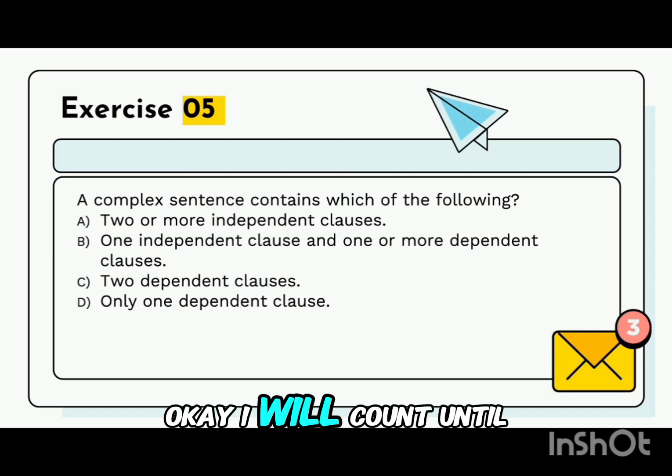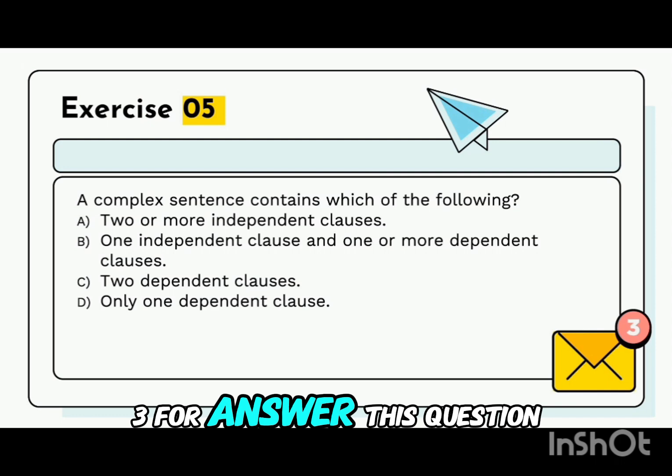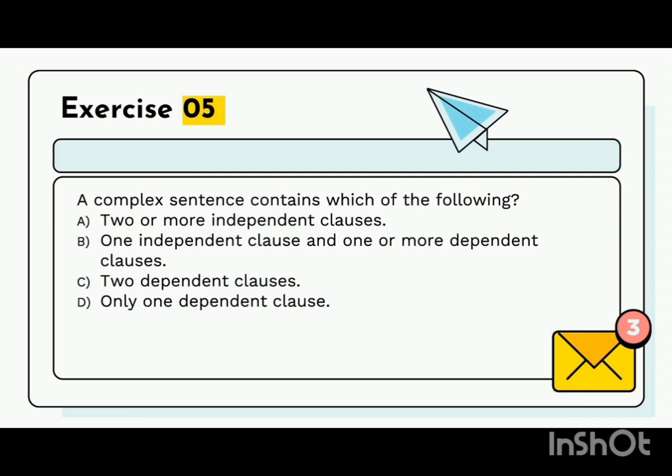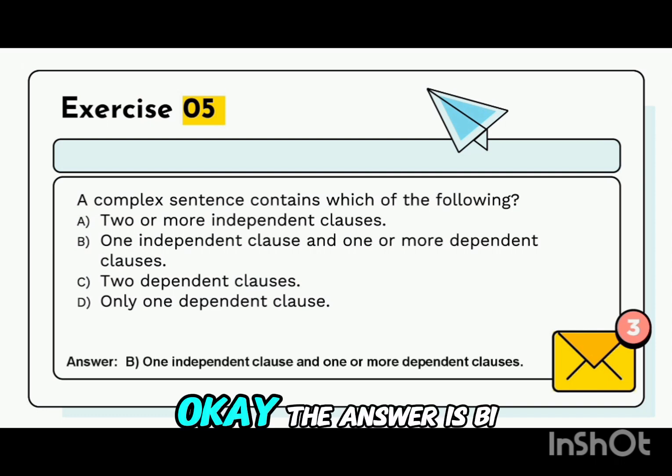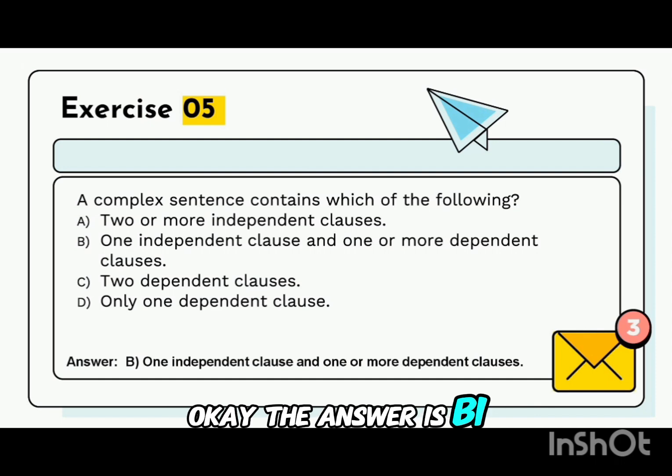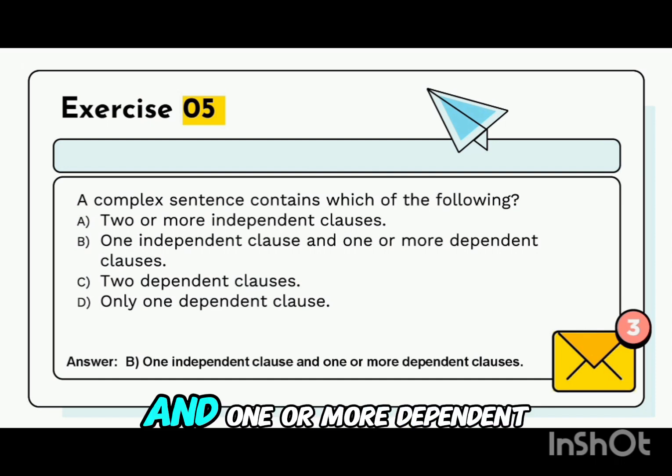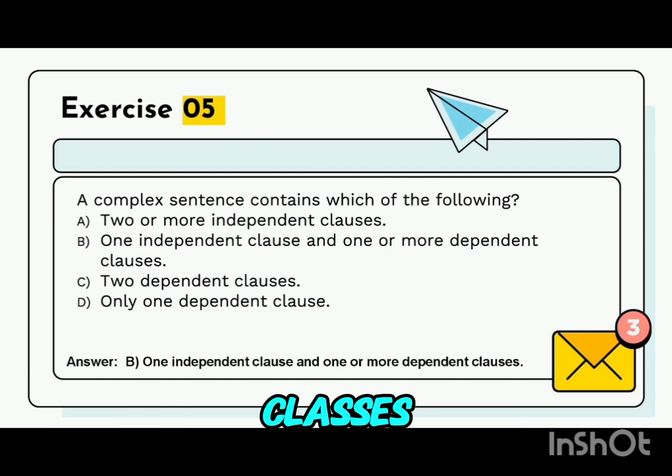Okay, I will count until 3 to answer this question. 1, 2, 3. Okay, the answer is B. One independent clause and one or more dependent clauses.